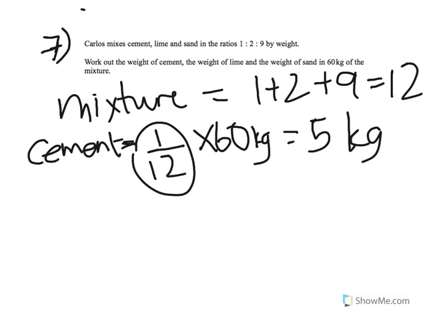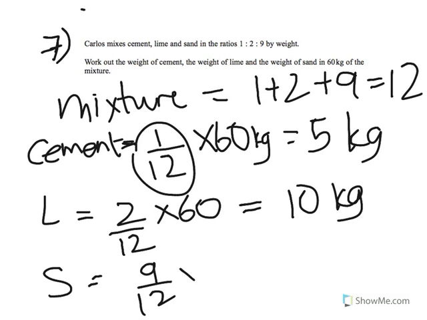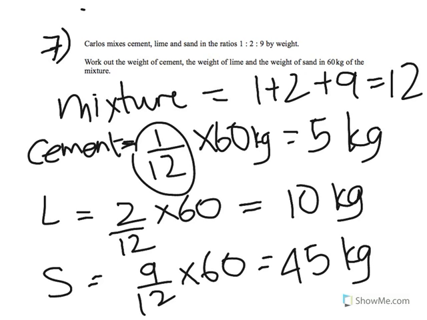Now for lime, I'll call it L, we have 2 out of 12 in this case, right? And we again have the same amount of the mixture, 60 kgs. So the mass of lime in the mixture is 2 out of 12 times 60, which is 10 kgs. And sand is 9 out of 12 times 60, which is equal to 45 kgs. And now notice, if you add each of these amounts, they'll add up to 60, and that's why this is the correct way of figuring out how much mass there is of each.